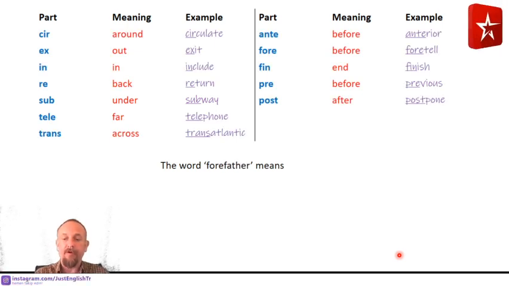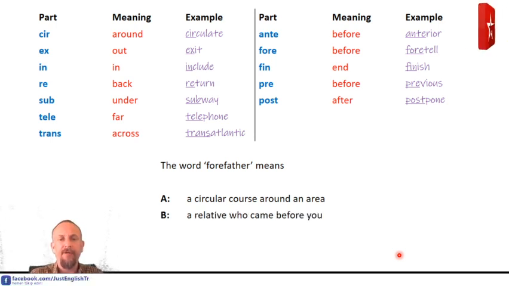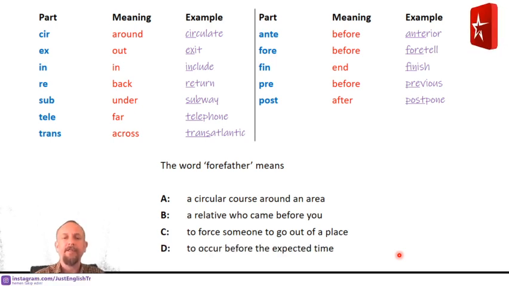The word forefather: A, a circular course around an area, B, a relative who came before you, C, to force someone to go out of a place, or D, to occur before the expected time. A, B, C, or D.